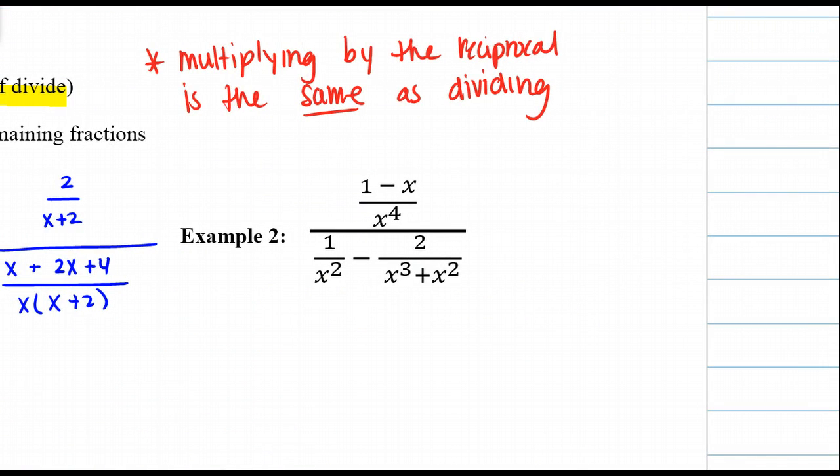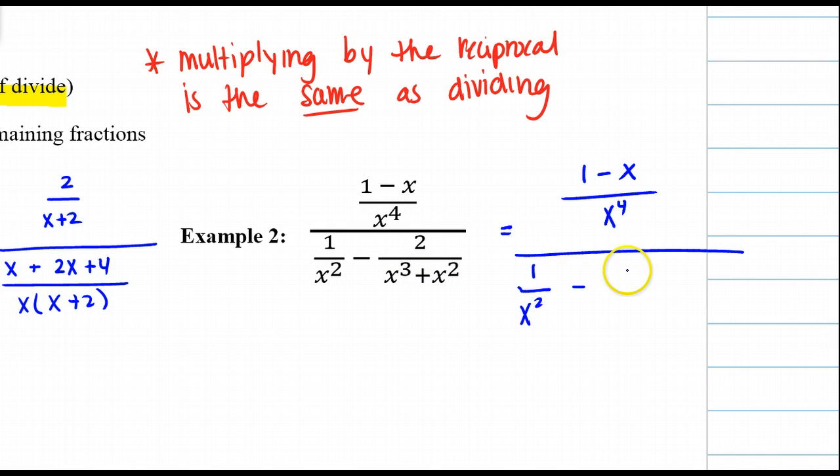So this one over here, I'm going to factor first. So I've got x squared, x to the fourth. Those can't be factored. But that bottom right denominator can. So 1 over x squared minus 2 over. Now we know a lot of ways to factor. We know difference of squares, difference of cubes, grouping, trinomial. Well, this one is just plain old GCF. My GCF is x squared, so I'm left with x plus 1.